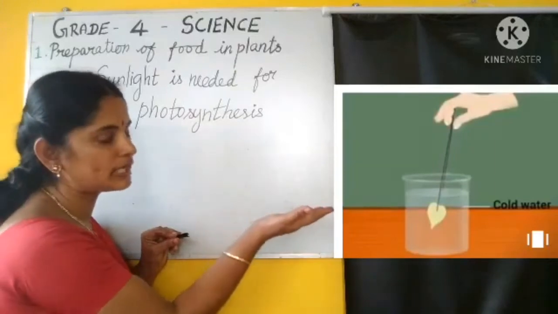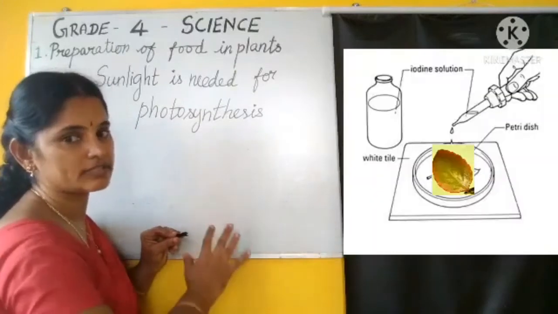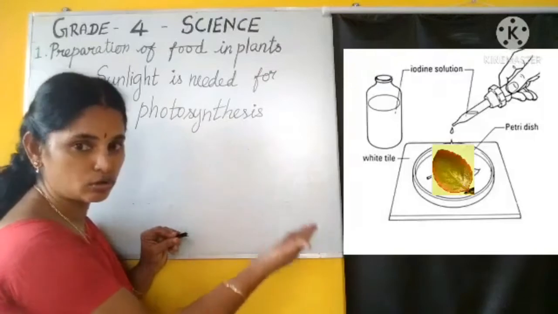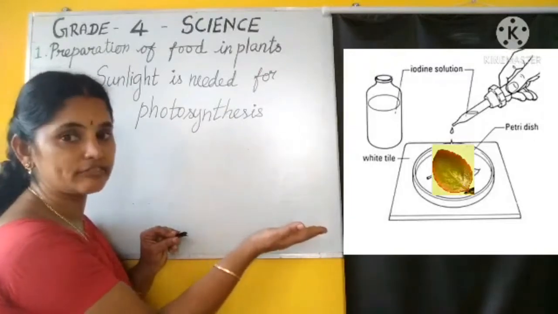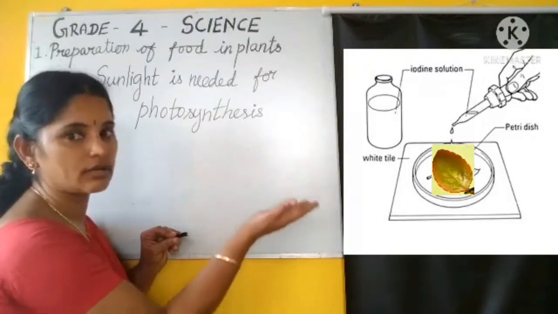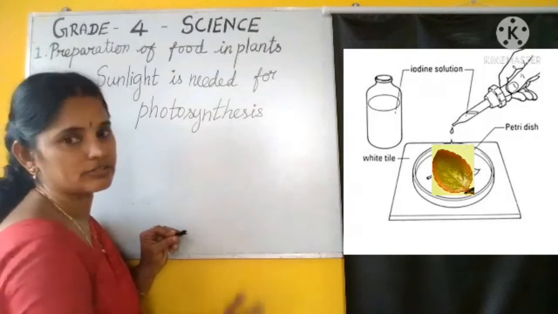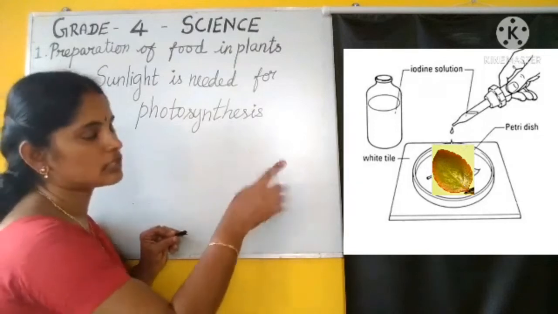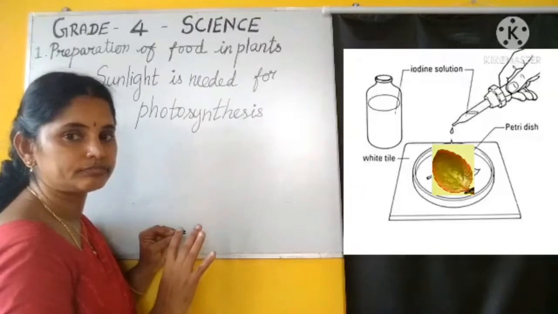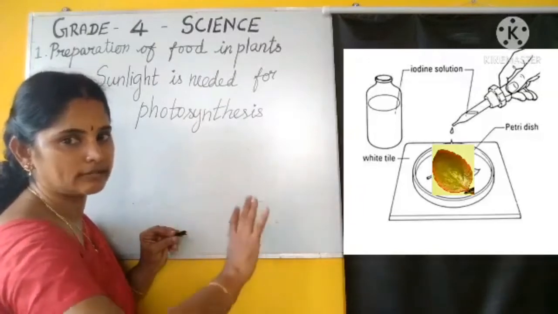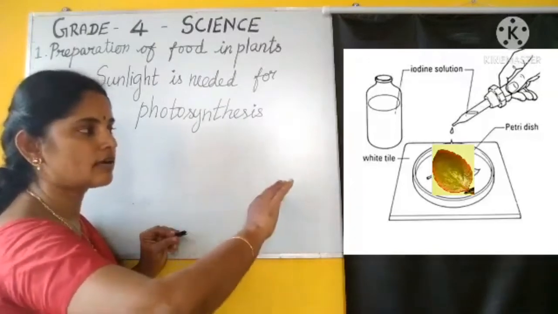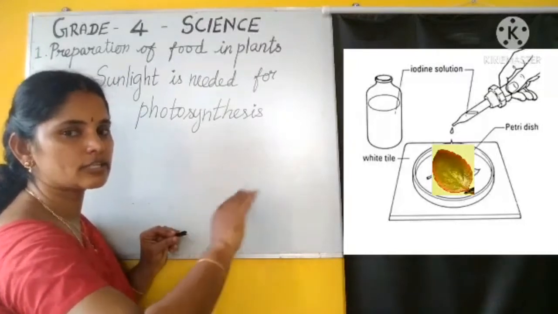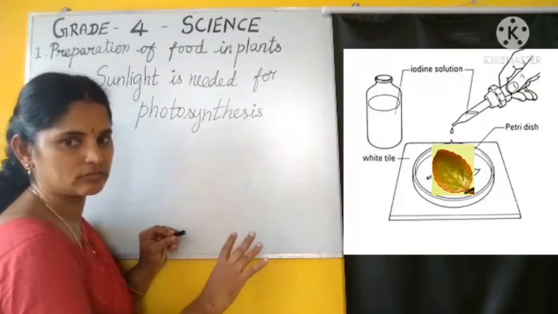So now you keep the leaf in the Petri dish. After washing the leaf in cold water, you keep the leaf in the Petri dish, the round dish plate. Now, look at the color of the leaf. It's pale yellow in color, isn't it? So all the green color is removed from the leaf.